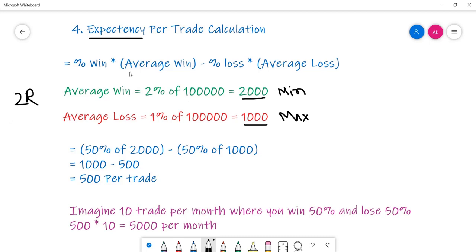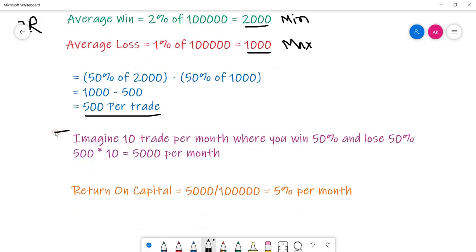Now coming to this formula, let's assume that you win 50% of the time and lose 50% of the time. So 50% of 2,000, which is the average win, minus 50% of the average loss, becomes 1,000 minus 500, which is 500 per trade. So this is my expectancy. Imagine you are having 10 trades per month, where you win 50% and lose 50%. Your expectancy is 500 per trade, so 500 into 10 trades means 5,000 per month.